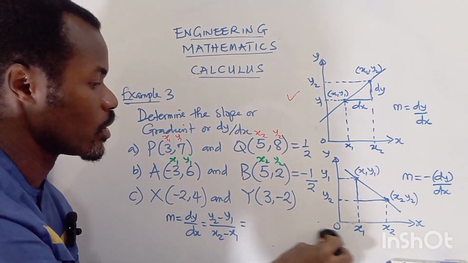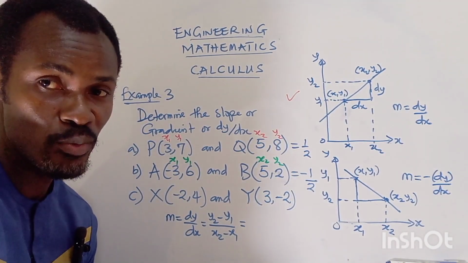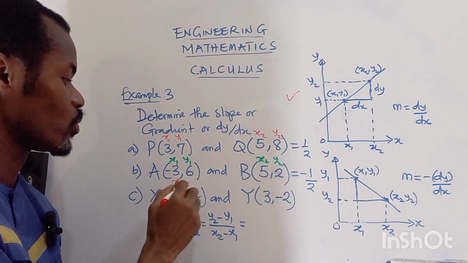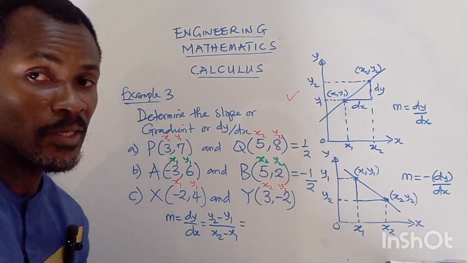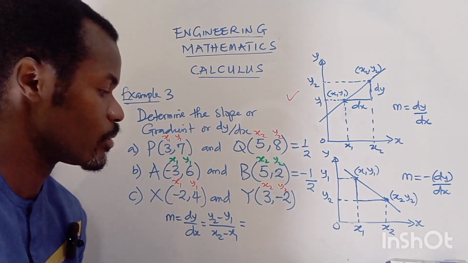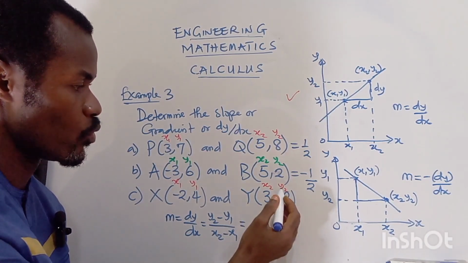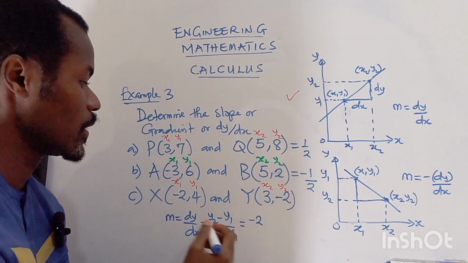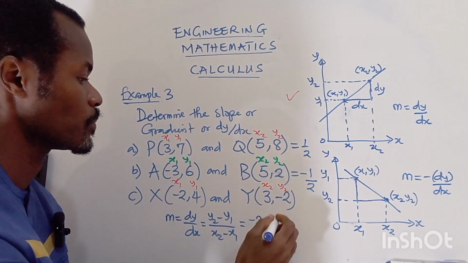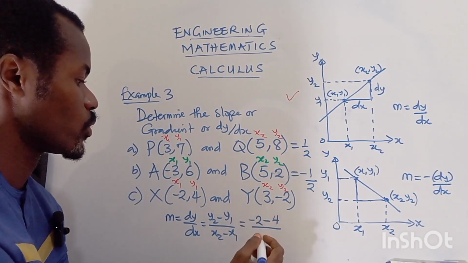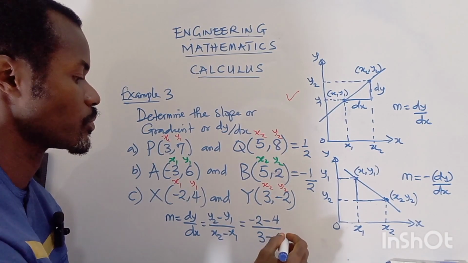So lastly, let's quickly work on the last one. I'm simply going to say this is x1, this is y1, and this is x2, and this is y2. We input it in the formula and we'll get our answer. Our y2 is minus 2, so minus 2 minus y1, which is 4, divided by our x2, which is 3, minus our x1, which is minus 2.